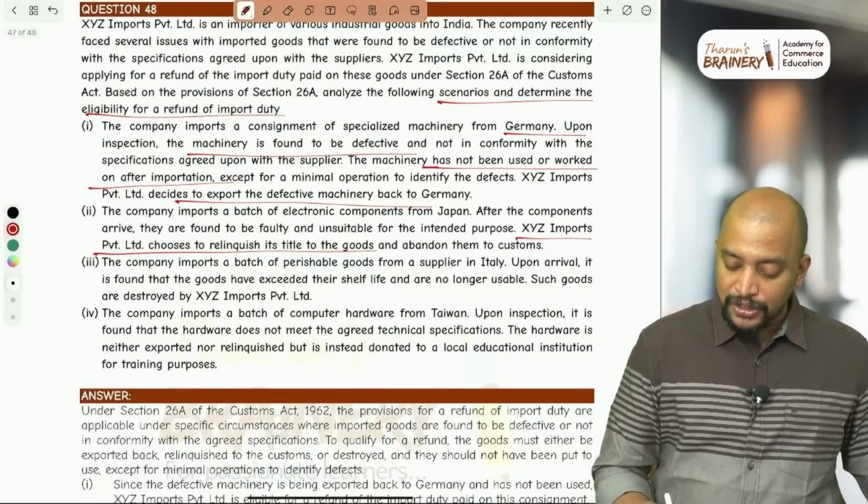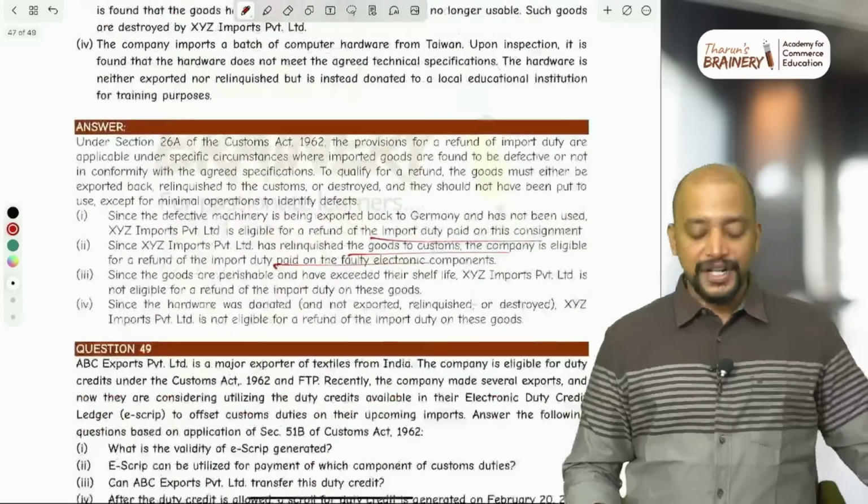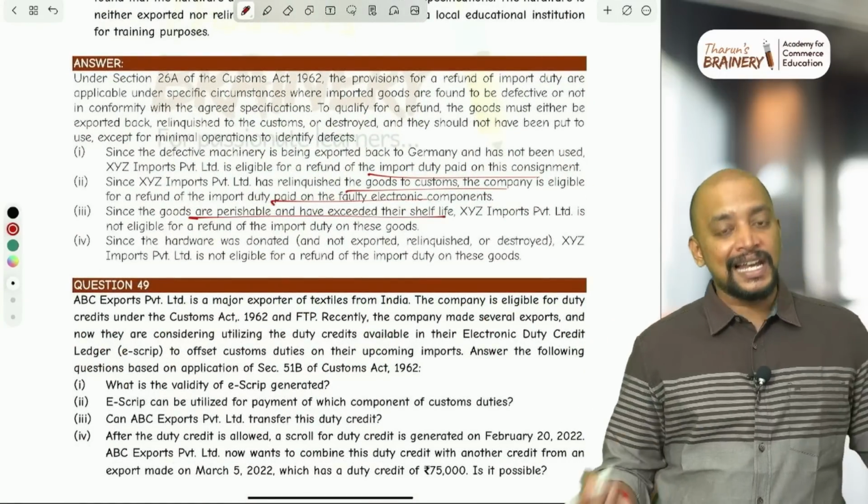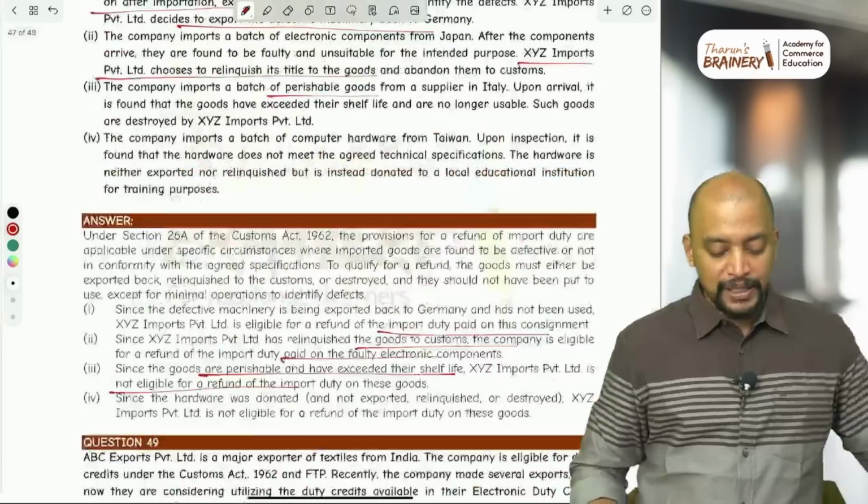The company imports a batch of perishable goods. In case of perishable goods, refund under Rule 26A is not possible. Since the goods are perishable and have exceeded their life, refund is not possible under 26A.